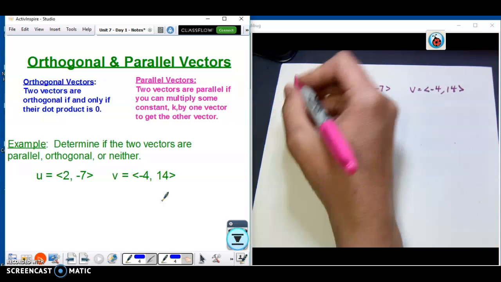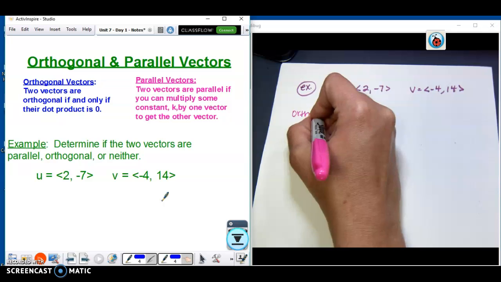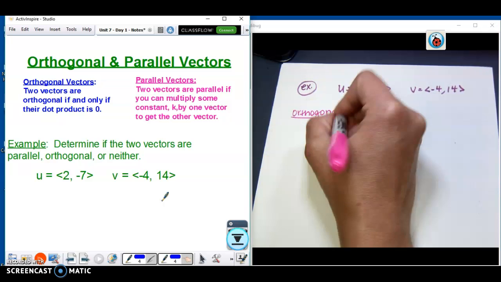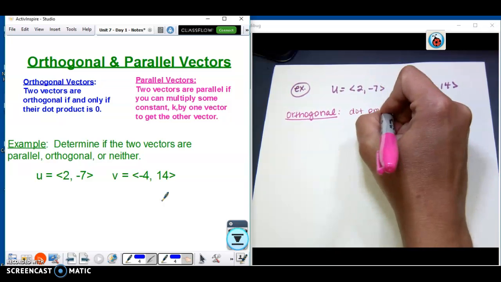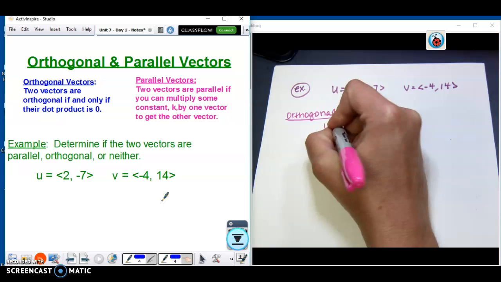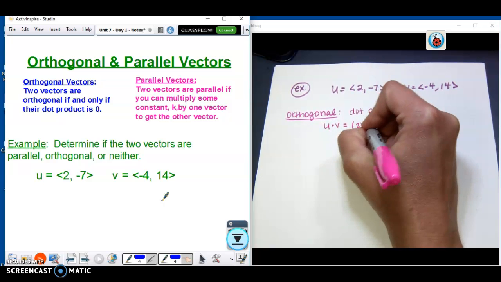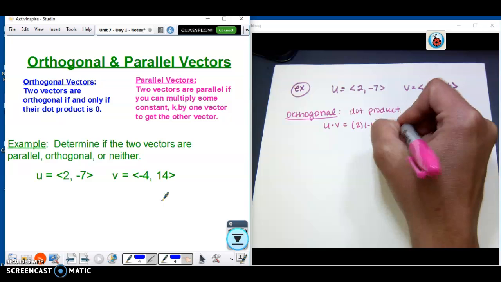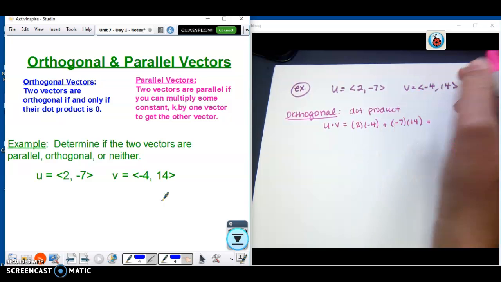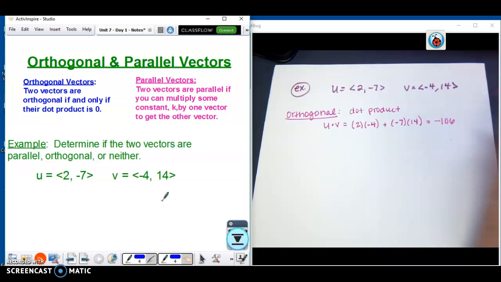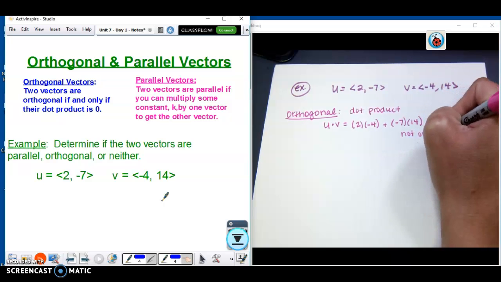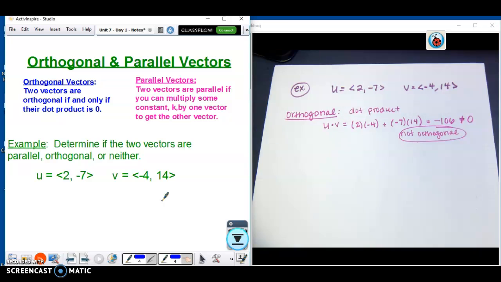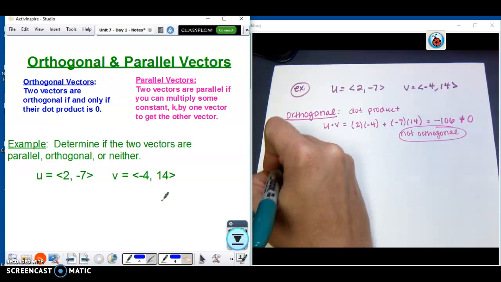So I like to do the orthogonal part first, just because it's kind of easiest. Okay, so to test for orthogonal, you're going to test the dot product. So I'll be multiplying 2 times negative 4 plus negative 7 times 14. Okay, this gives you negative 106, which is not equal to 0. So because it's not equal to 0, this means they're not orthogonal. So we're going to go and try the parallel.